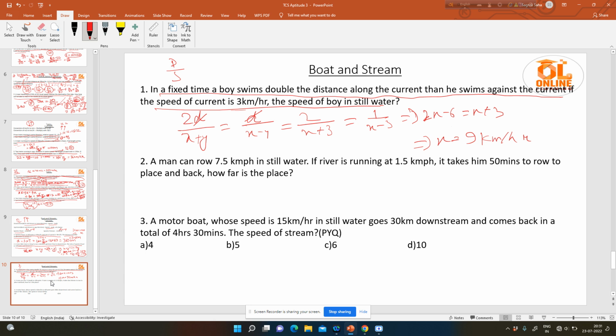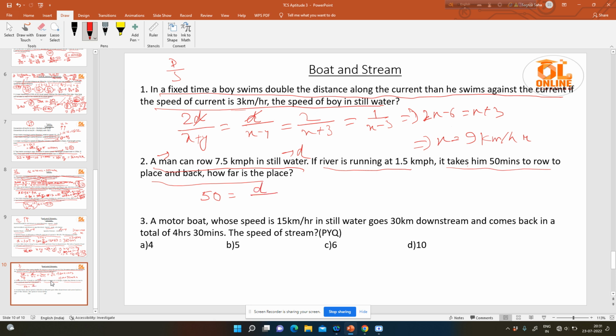Okay. Now it is given, a man can row 7.5 kilometer per hour in still water. If the river is running at 1.5 kilometer per hour, it takes him 15 minutes to row to a place and back. How far is the place? In 15 minutes, he is going first downstream, then he is again coming upstream. So let the distance be d.